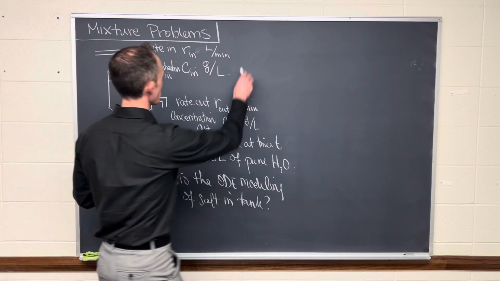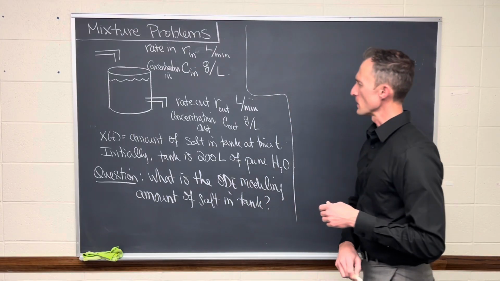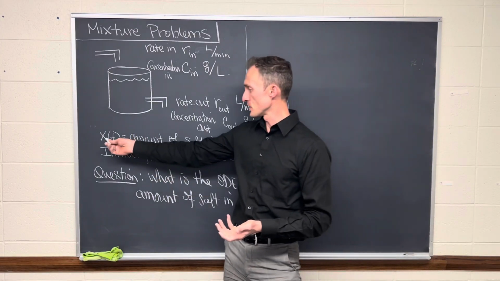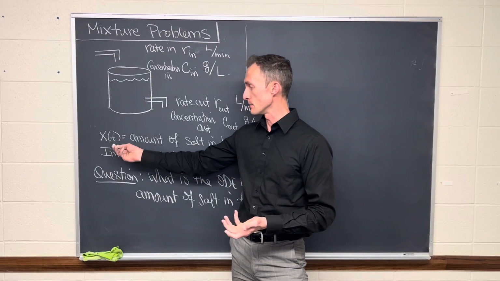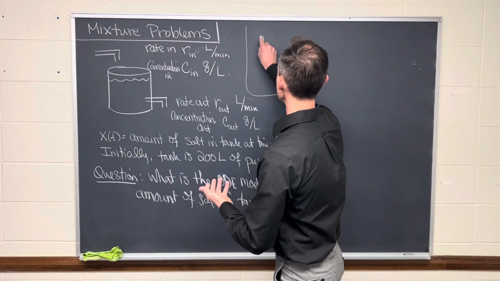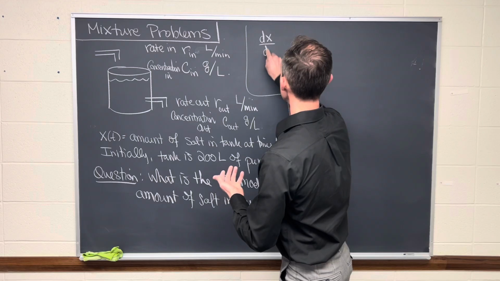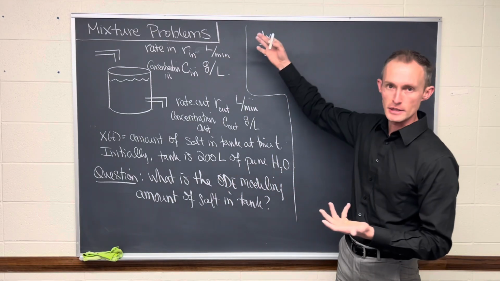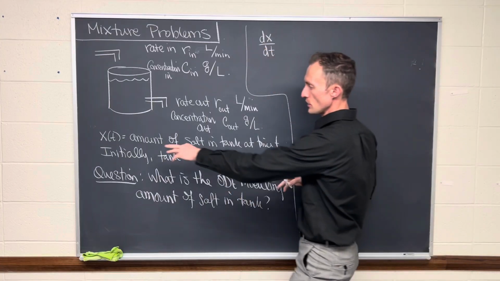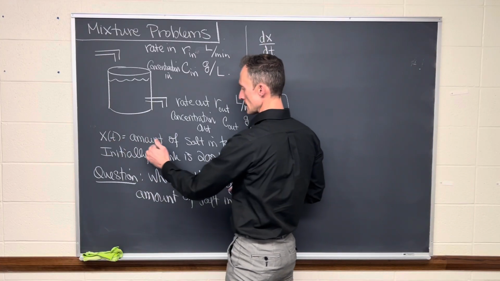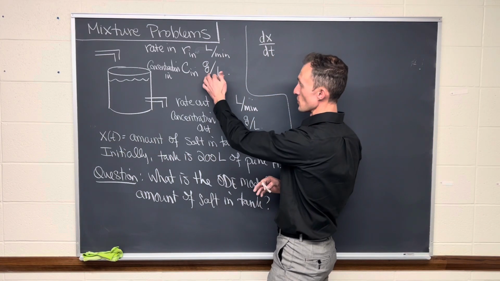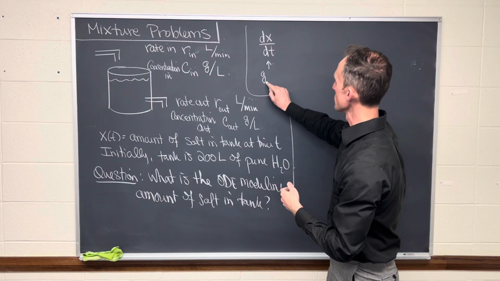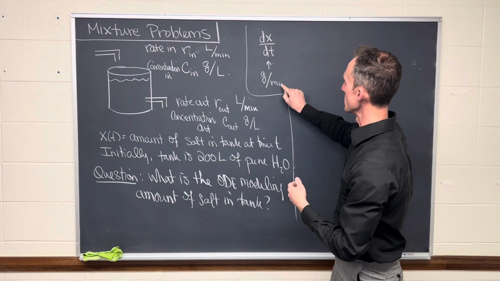Okay, so let's think about this for a second. Well, one thing we can say is, I'm interested in an ODE, so I want to know the rate of change of salt in the tank at time t with respect to time. So I could say something like dx/dt. Okay, so what is that? Well, what are the units? The units for x, in this case, that's the amount of salt, and we're measuring that in grams. So this would be grams per time, which we're saying is minutes.